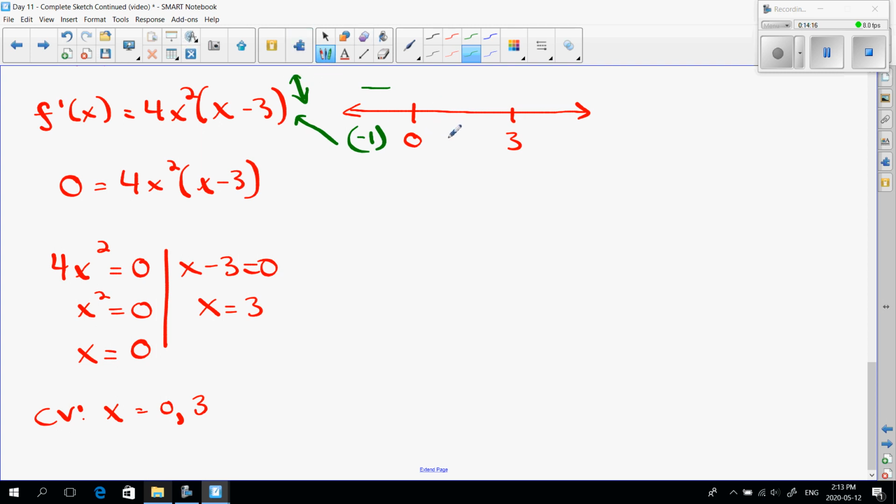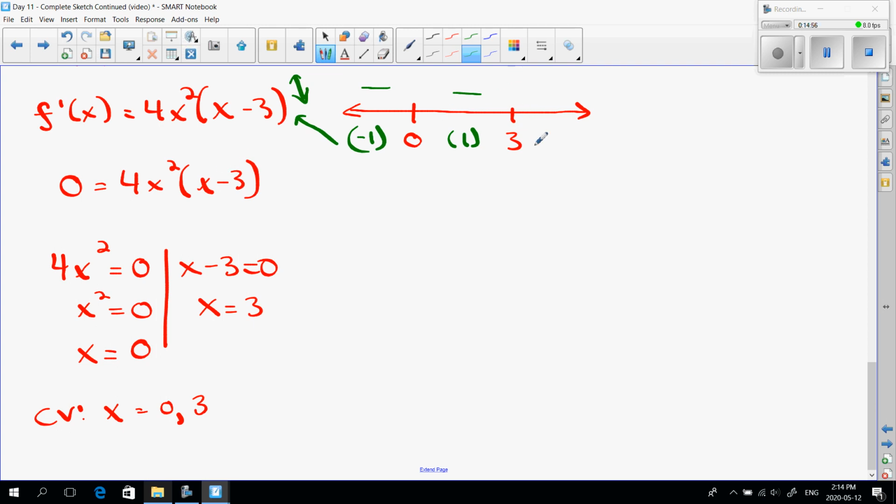Next, I'm going to test something between 0 and 3. I'll test a positive 1. Okay. If I plug a positive 1 in here, check this out. 1 squared is 1 times 4. This factor would work out to be a positive. This factor, 1 minus 3, would be a negative 2. So I'd have 4 times negative 2. It would give me negative 8. That still means it's decreasing on this interval as well, from 0 to 3. So you could say it's decreasing from negative infinity to 0 and from 0 to 3. Or sometimes people will just say it's decreasing from negative infinity to 3.